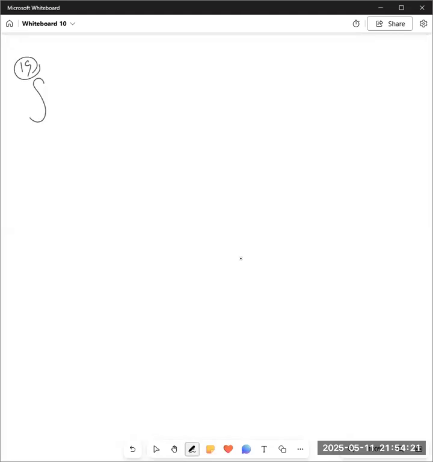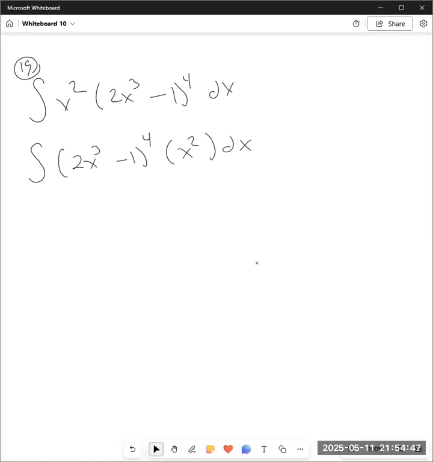Number 19 says the integral of x squared times (2x to the 3rd minus 1) raised to the 4th dx. Now things are not written in the order that I want here, because I have my composition of functions written second. So I want to make this look like this. I might need to do a little bit of adjustment on this one.